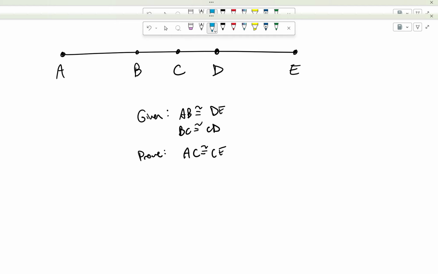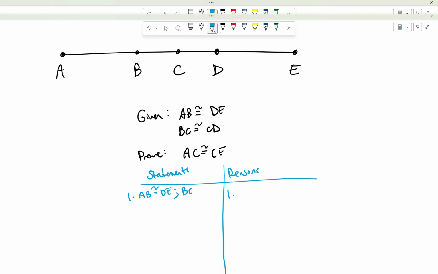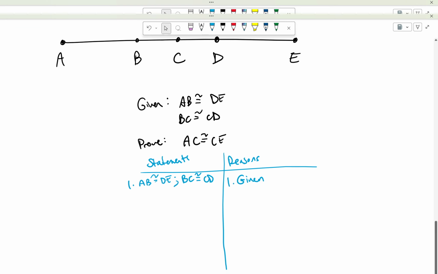So we now need to create our two-column proof. So let's create our two columns, the left one, of course, being called statements, and the right one being called reasons. Remember, we always have a way we can get started. We can actually just recopy this first statement, which is AB is congruent to DE, and that BC is congruent to CD. And the reason why, we can just repeat this given step. This is the statement we can make because it's given.